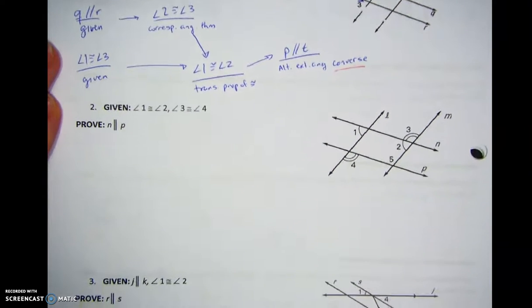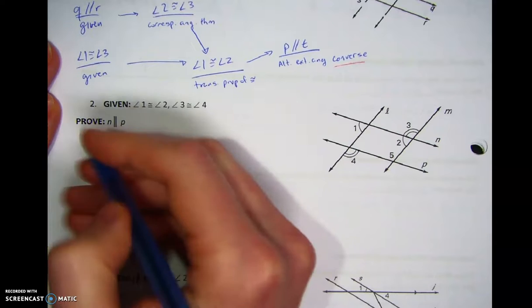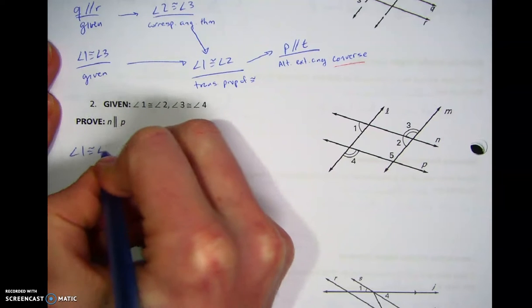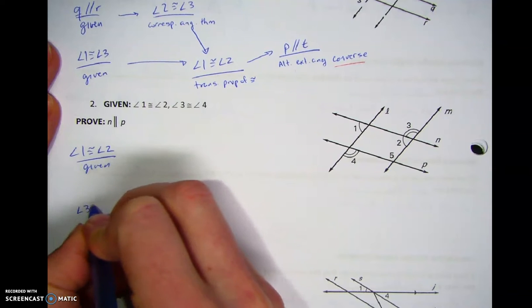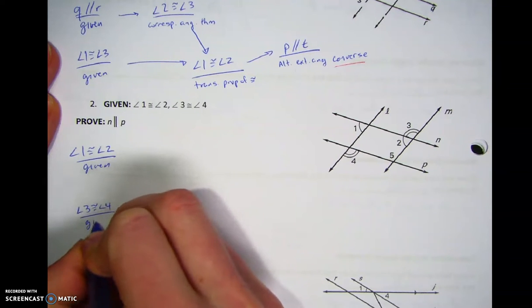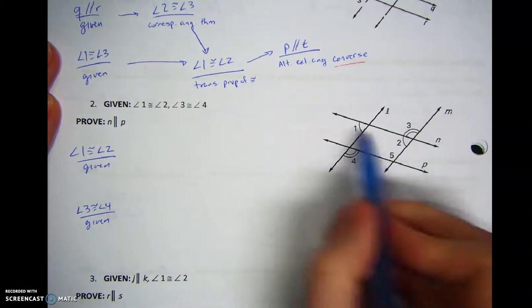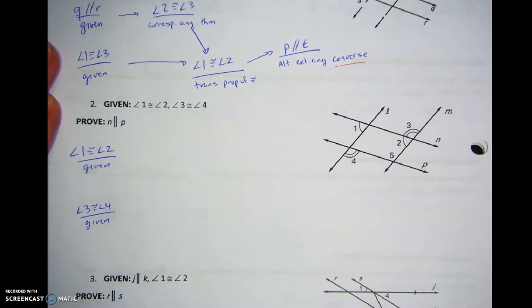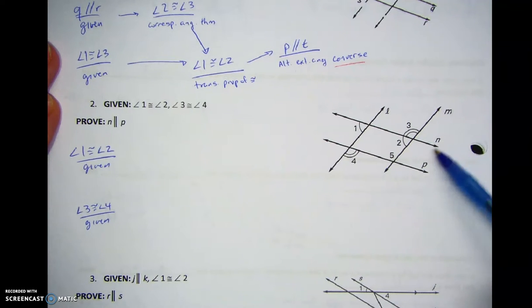Now let's slide down to example 2. So this one, we're given a little bit different information. We're given that angle 1 is congruent to angle 2, and angle 3 is congruent to angle 4. So we're given some angles that are congruent, and we want to show that n is parallel to p. So n and p, we notice, so maybe we come up with a goal right away.